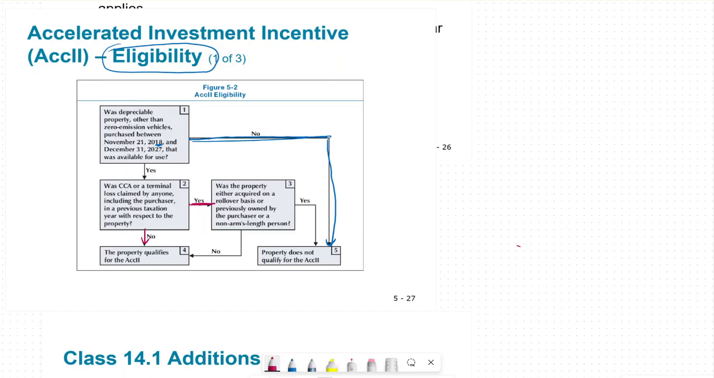So the way I always think of it, the first thing you do is look at it. If your answer is no, then you go up here, does not qualify. If your answer is yes, either you go this direction or you go this direction. If you're going in this direction, then you are not going to be qualified if your answer is that. If you're going this direction, if your answer is no to that, you qualify. So this is the flow chart that you have to follow to see if you're eligible for the accelerated investment incentive, which is 150%.